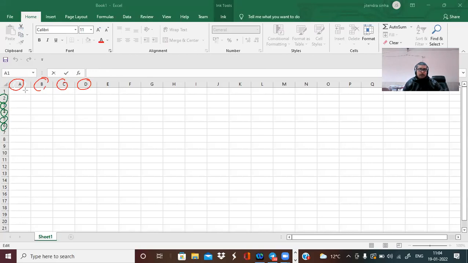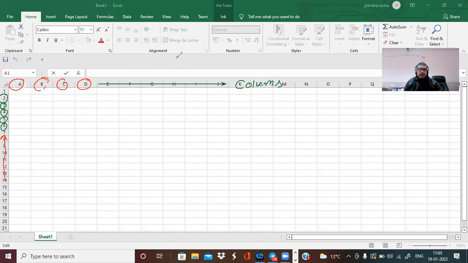So what are these called? These are called columns. Okay, we call it columns. And what do we call this side? This is row. This side is called row number.